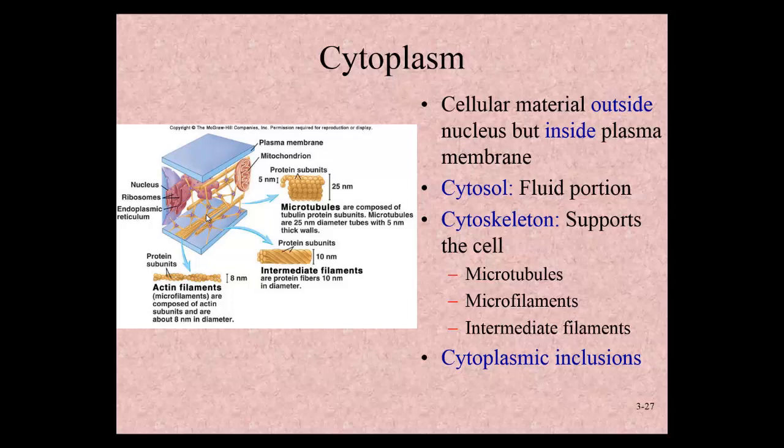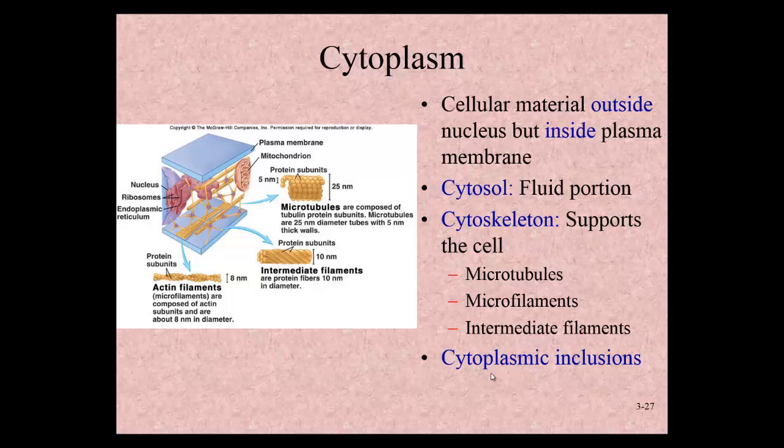And they're made up of different protein filaments: microtubules, microfilaments, intermediate filaments, depending on the size of those filaments. It's not important that you know the details of that, just that you know that the cytoplasm includes the fluid portion as well as the solid framework portion.